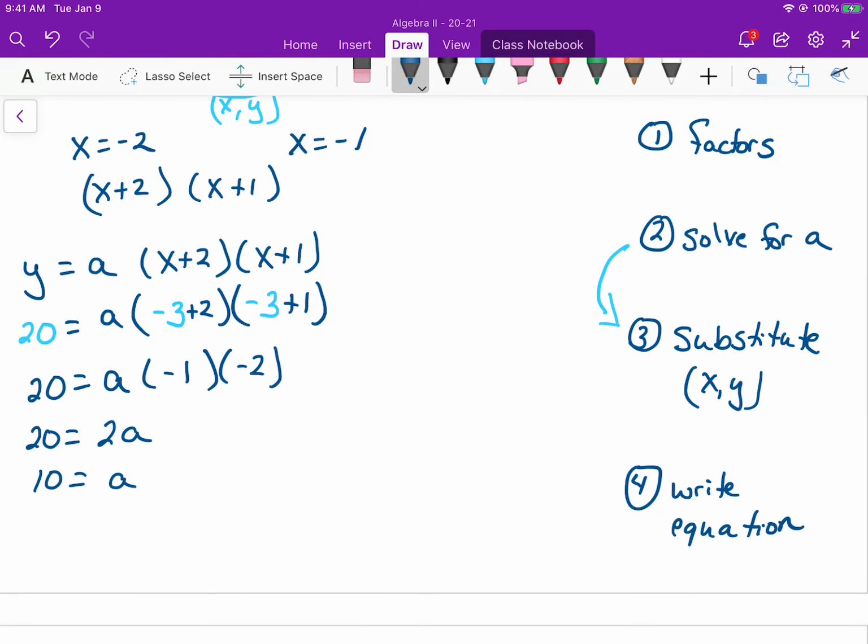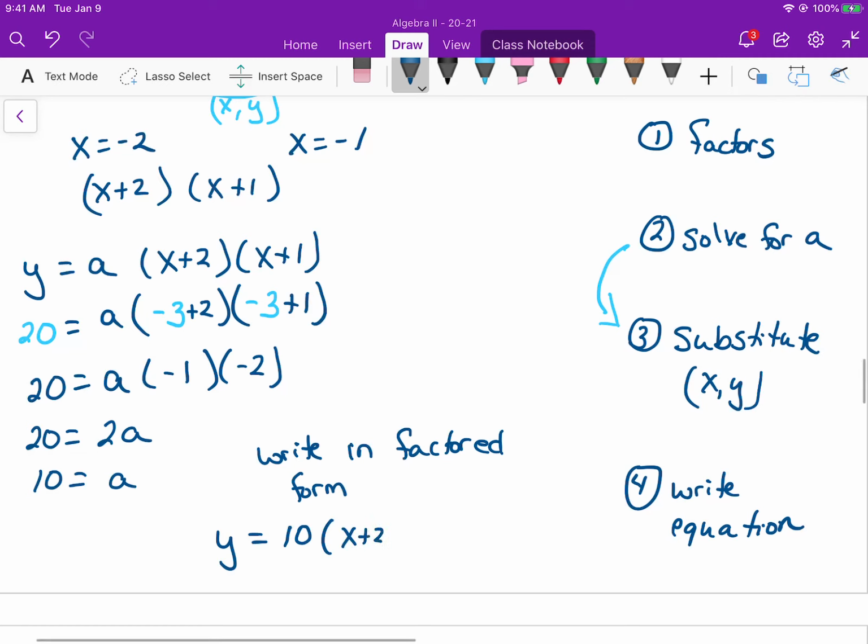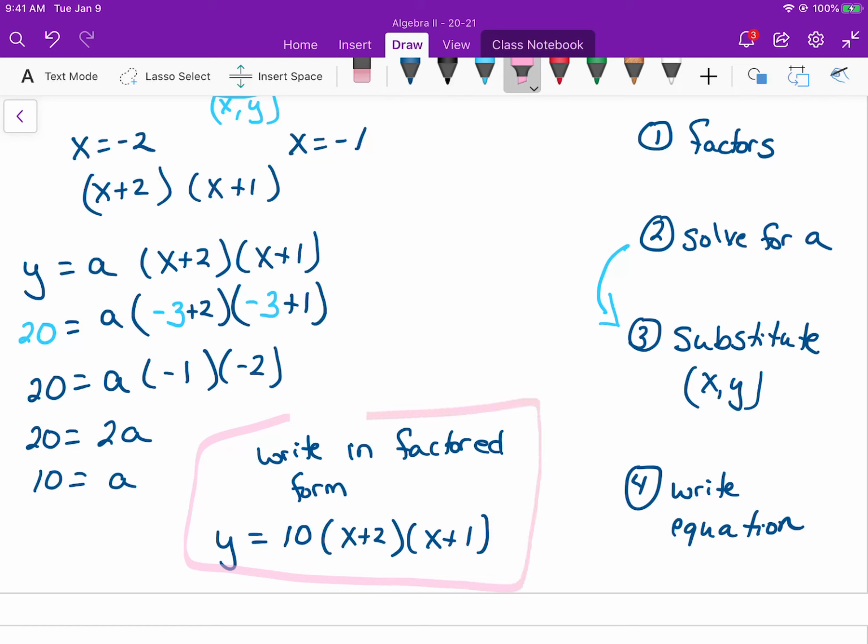So my last step is to write my equation, and I'm going to write my equation in factored form since that's the topic of the day. And that would be y, or f of x, depending if we're writing in function notation, equals 10, parentheses, because we solved that a equals 10, and now I still want to write my two factors, x plus 2 and x plus 1. And that would be the equation of the parabola in factored form.